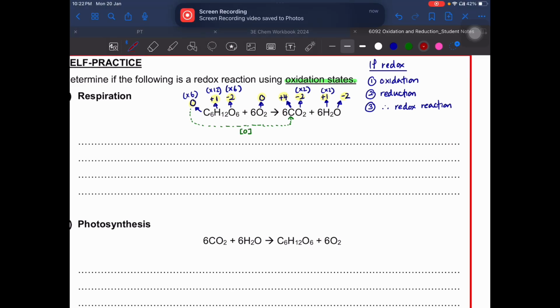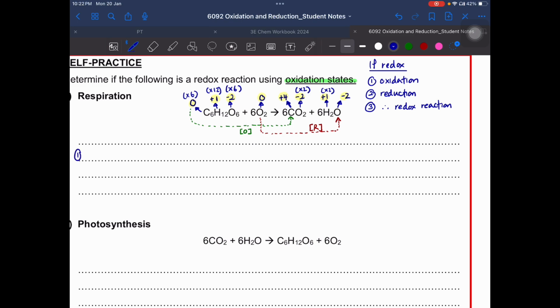And then we can also see that this oxygen over here actually went from a 0 oxygen state all the way to the right hand side here, whereby it became a -2. And that's what we call reduction, because reduction is the decrease in oxidation state. Therefore, you realize that since there's both oxidation and there's reduction, this must be a type of redox reaction. So how do we phrase it out?